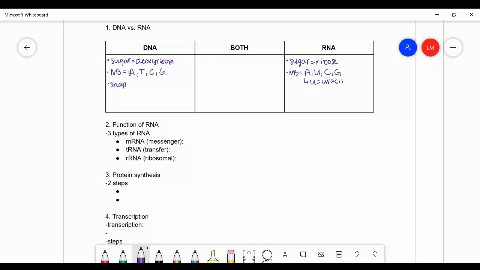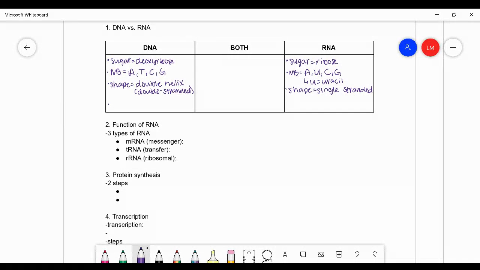The shape of DNA is, as we know, a double helix. This means it is double-stranded. RNA, on the other hand, is single-stranded. So it's just one strand that can kind of coil up back on itself, but that's another story for another time.